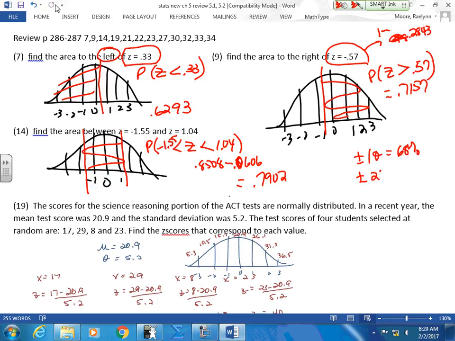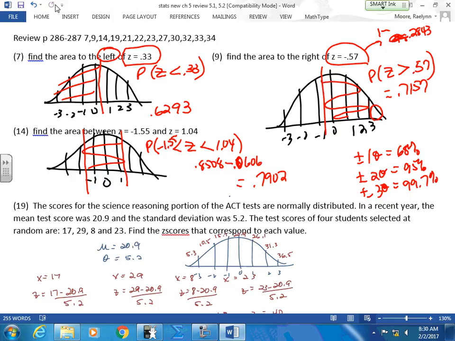Remember, plus or minus 1 is about 68%. Plus or minus 2 is about 95%. And plus or minus 3 is 99.7%. So it kind of gives you a little bit of a feeling for what you're looking at in your curve. That's why this area is half of 0.3%. We just make it look a little bit bigger because we need to space these things out.